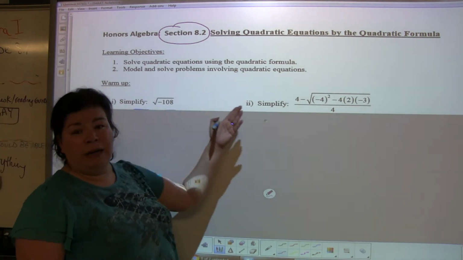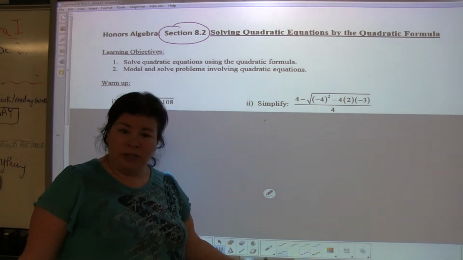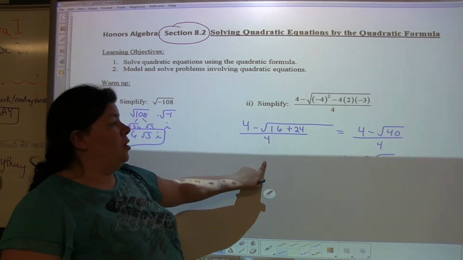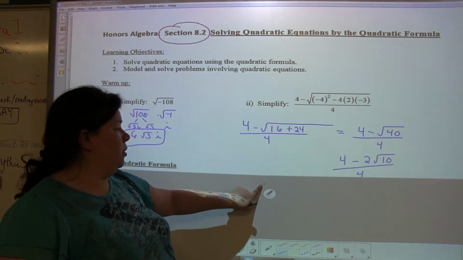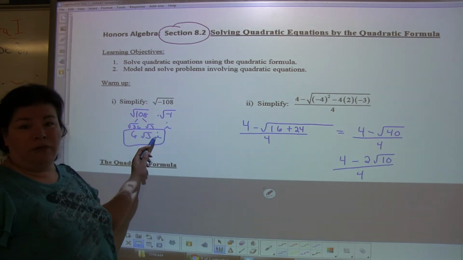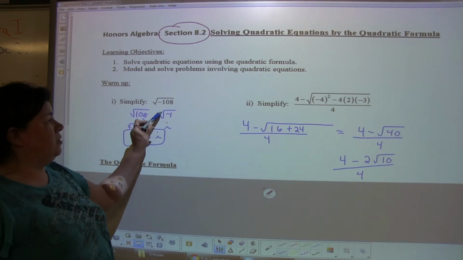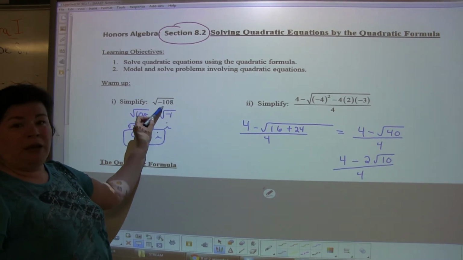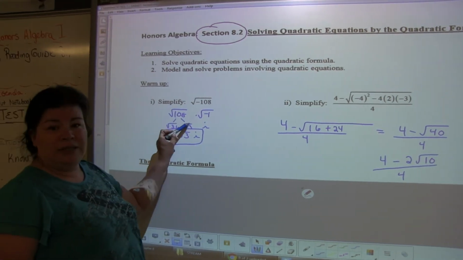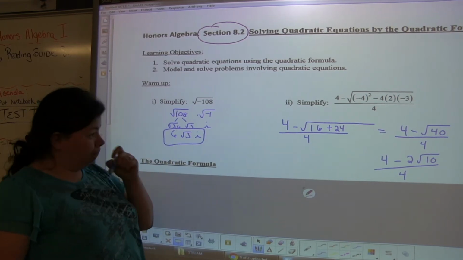But what I want you to do right now is go ahead and do these warm-up problems and press pause until you're done, and then come back and check your answer. So hopefully if you checked your answer for problem I, you should have gotten 6 square root of 3i, because if we break this down, we can't take the square root of a negative because now it becomes imaginary. The square root of negative 1 is i, so square root of 108 breaks down to square root of 36 times root 3, which is 6 root 3i.